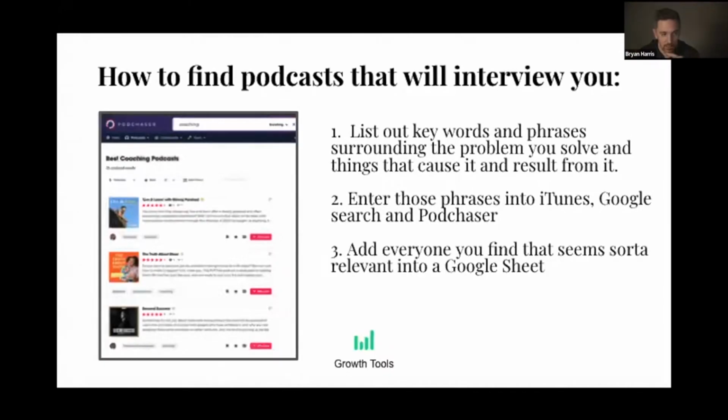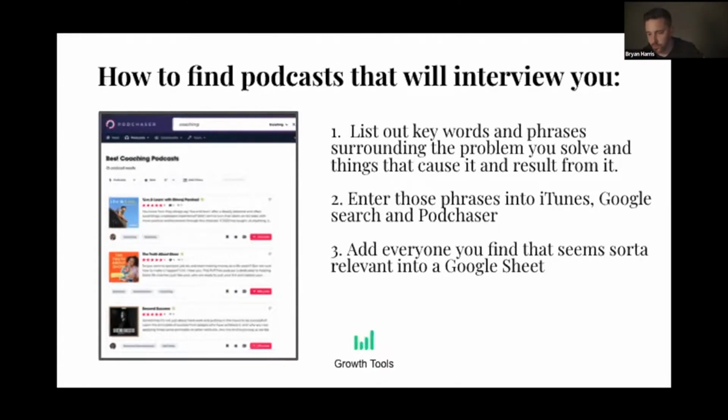So these are the basic steps. List out keywords. Literally pull out a piece of paper and list out words or phrases surrounding the problem that you solve. Then make a list of common things that cause that problem. And then a third category: problems that result from having your problem.